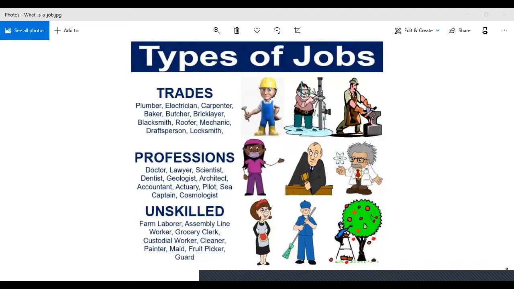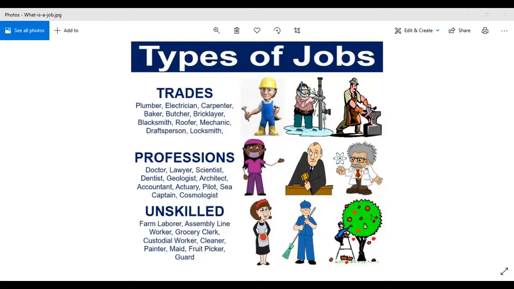Trades are those which are related to trading, investing money, and then professions are those which you adopt as a job in which you have to go to a particular place on a daily basis, do the same type of work and then come back. Unskilled are those for which you do not need a degree or a skill. You can just go, anyone can do that job.